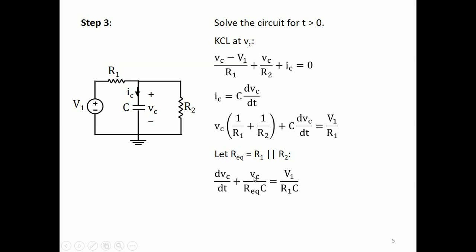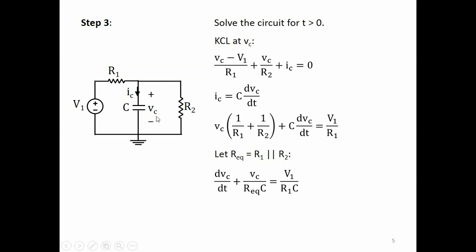This is a first order differential equation with constant coefficients. When the coefficients of the derivative and the Vc term are constant, it is called a differential equation with constant coefficients. When the right hand side is not 0, this equation is called a non-homogeneous equation, and the order of the equation is determined by the order of the derivative. So this has only a first derivative, so this is called a first order equation.